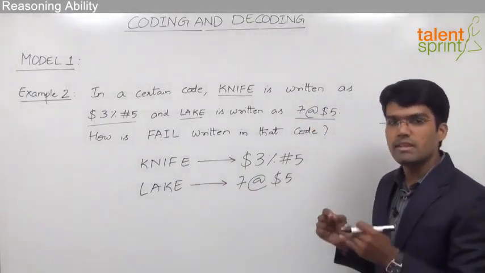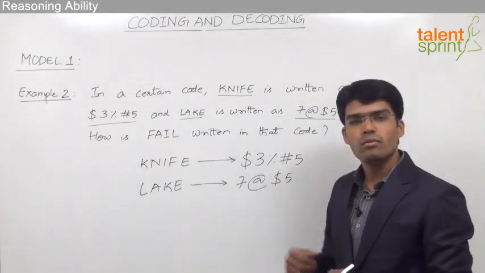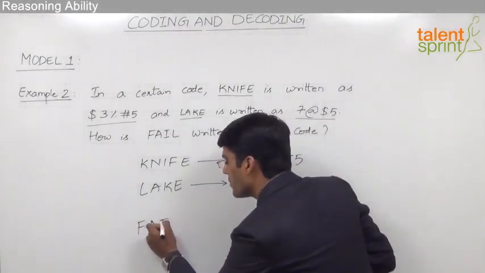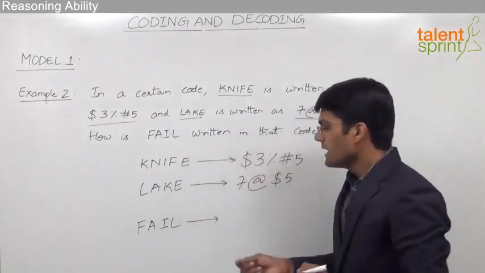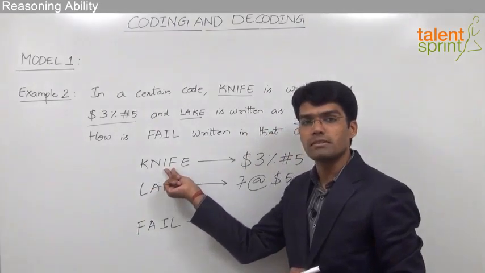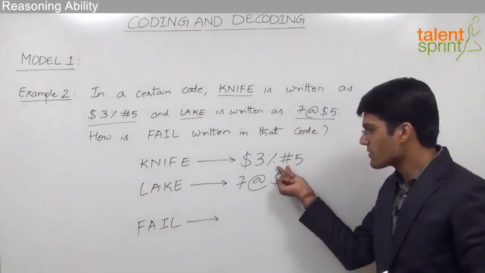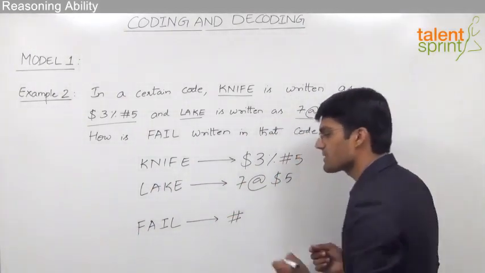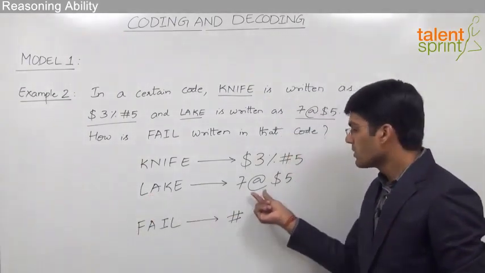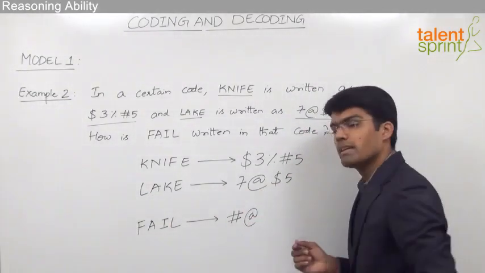So simply we need to find out the code for each of the letters and find out the coded form for the word fail. So we can say that the word fail can be coded as follows. The first letter F is present in the word knife at the fourth position, and in the coded form the fourth position is occupied by the symbol hash. So F can be taken as hash. A is the second letter in the word lake, and on the coded side A is taken as at the rate. So we can say that A should be replaced with at the rate.